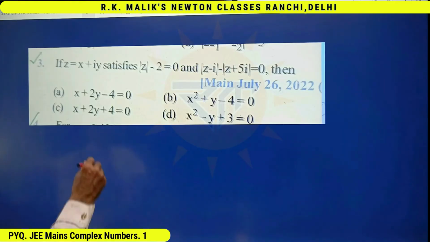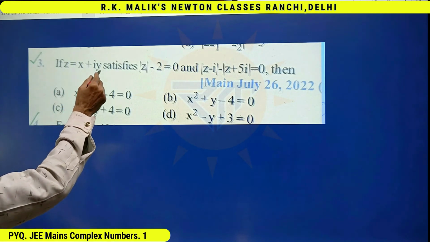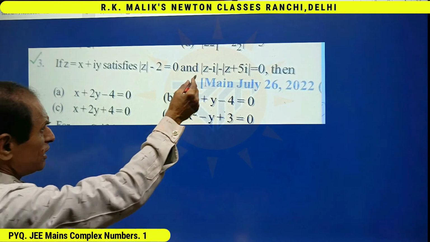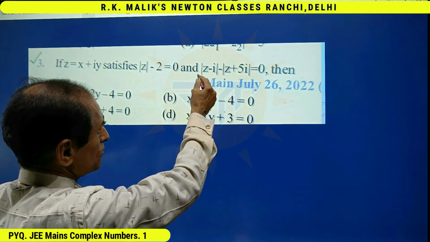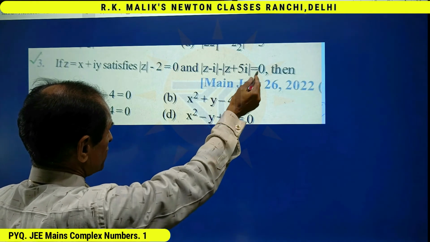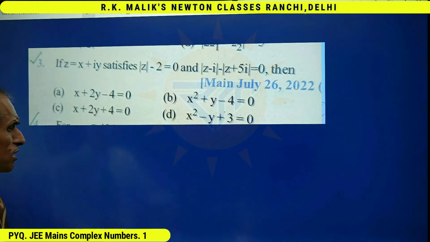In this question he is saying if z equal to x plus yi satisfies the condition mod z minus 2 equal to 0, and also it is given that mod of z minus i minus mod of z plus 5i is equal to 0, you have to find the correct choice.